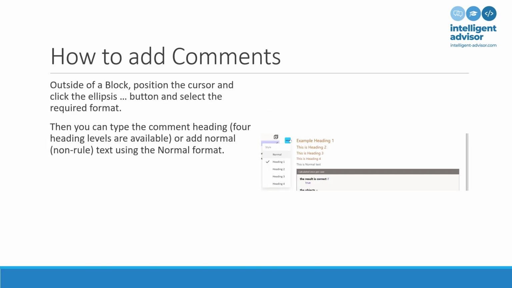So next comes the question, how do I add comments? Well, if you want to add comments using one of the 4 heading styles or the normal style, in your decision service, you'll need to be outside of a block. So your cursor will need to be in a blank part of the decision service. Positioning the cursor and then clicking the ellipsis, which is the button with the 3 dots, will allow you to then select the required format. You are free to then type the comment or add whatever normal text it is that you want outside of your block.